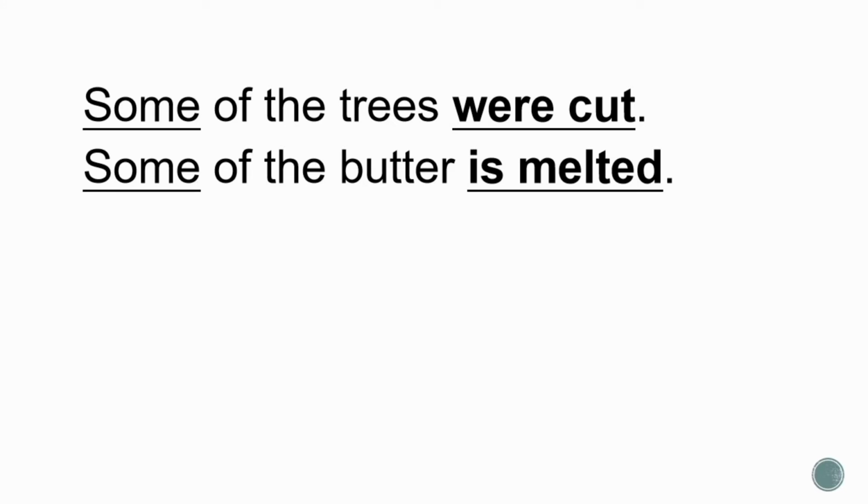So the verb phrase were cut is plural because the subject some, our indefinite pronoun, refers to the plural noun trees. Its antecedent is trees, it's plural. That's why we use the plural verb were cut. While in this example, some of the butter is melted, we still used the pronoun some. However, its antecedent this time is butter, which is singular. That's why we use the singular verb is melted.